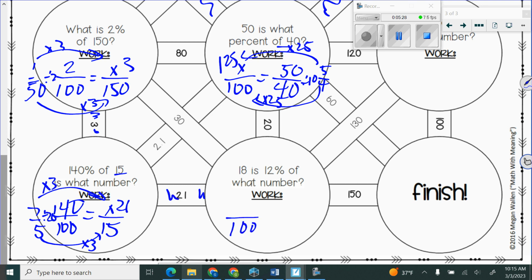Start with our base setup. 12% of what? I don't know. Gives me 18. Can't go directly, so I'll divide by 2 to give me 6 and 50. There we go. Times 3. Times 3 gives us the 150 again. Questions on the maze? Questions on using your benchmark percents?